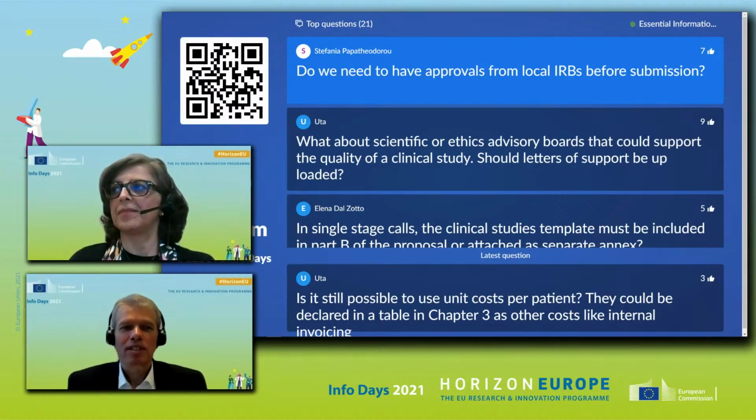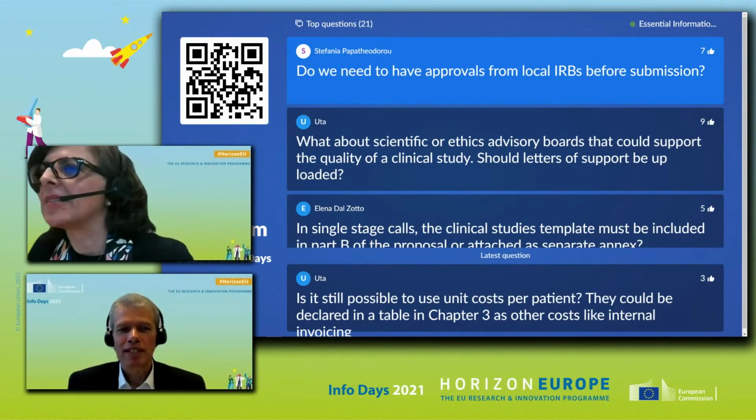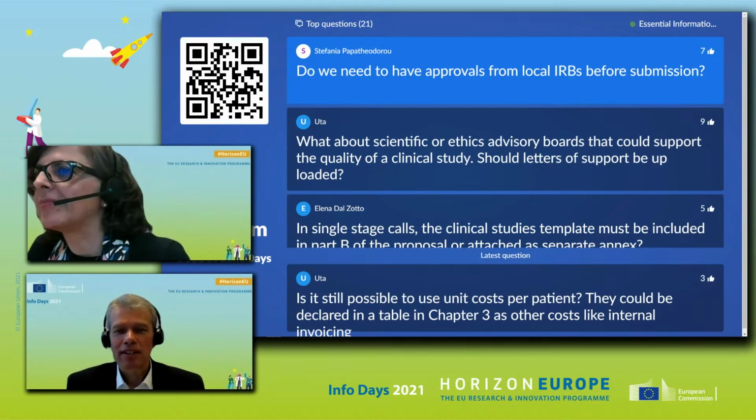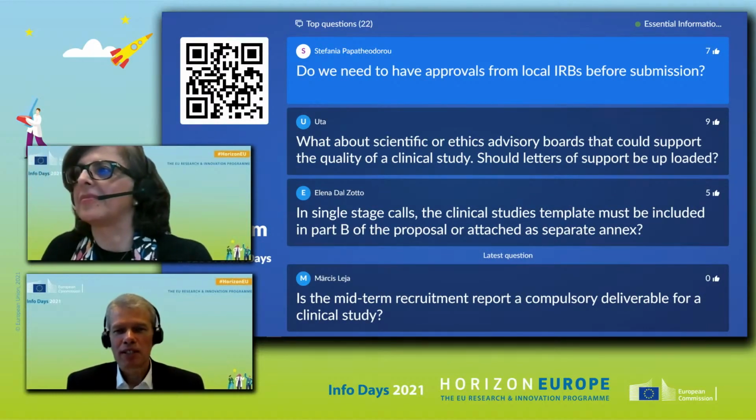Absolutely not. It's good. It's a very good sign if you already gathered such an ethics clearance, because then we can make sure that this hurdle is already overcome. So you are in a very good status.